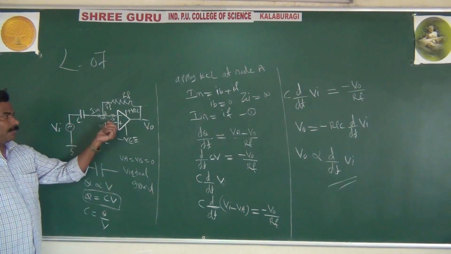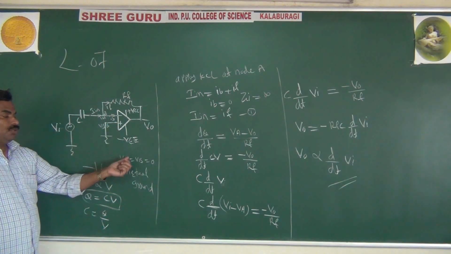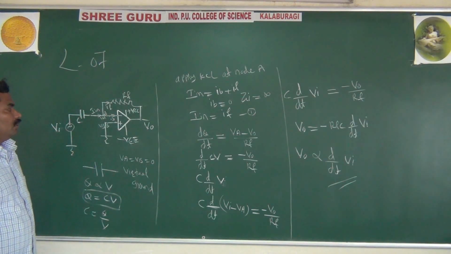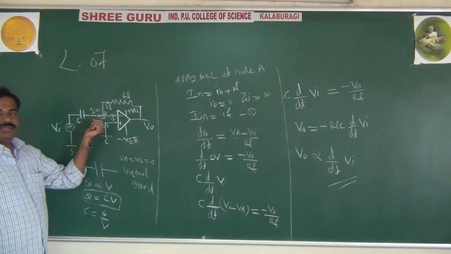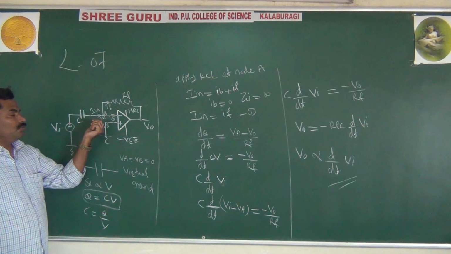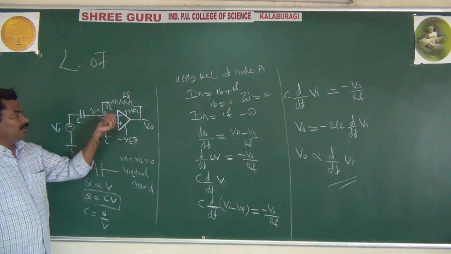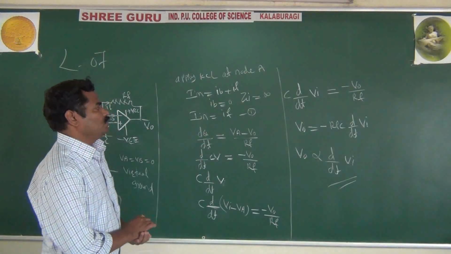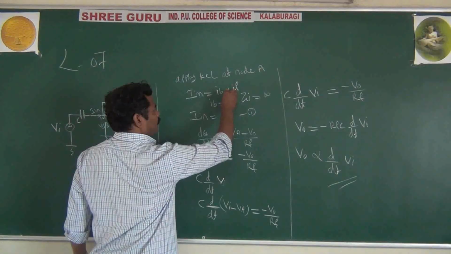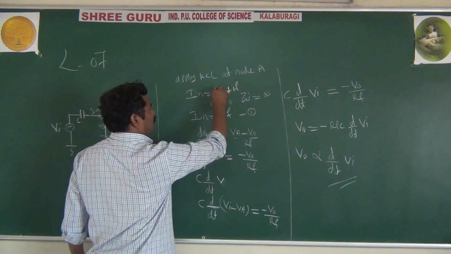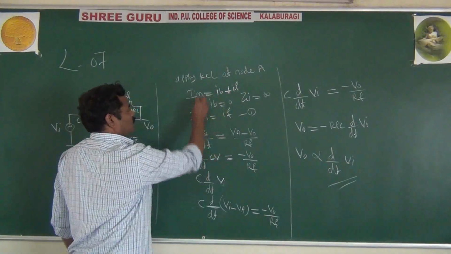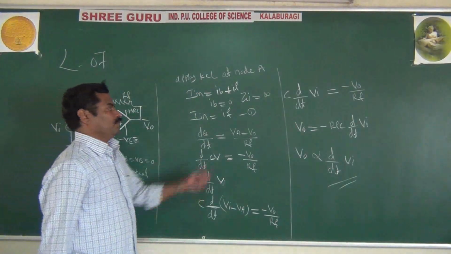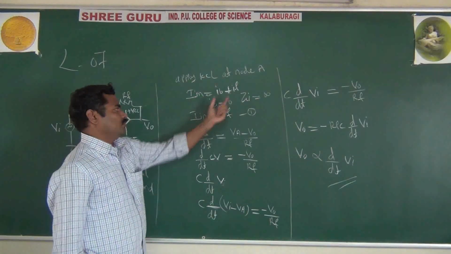And as usual, in your op-amp, you use the virtual ground concept, that is VA equal to 0. In the first step, apply KCL for the input side, at node A: I in equal to IB plus IF. As usual, IB is 0. Why is IB 0? Because the input impedance is infinity. IB is 0, which means I in is equal to IF.